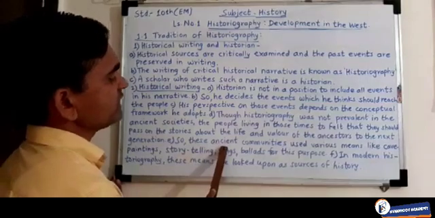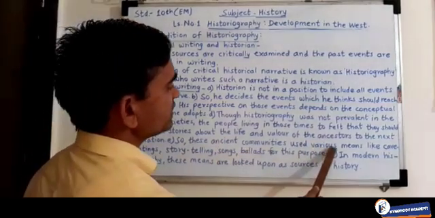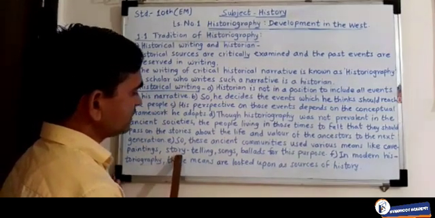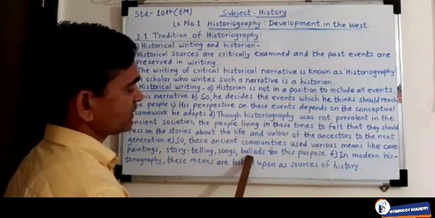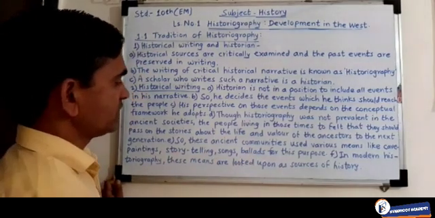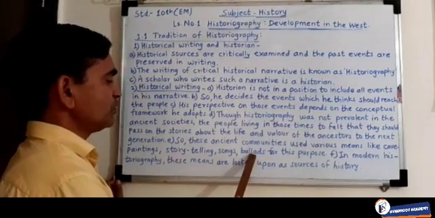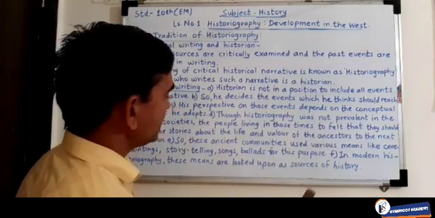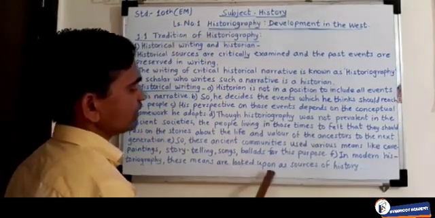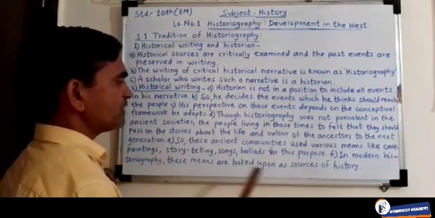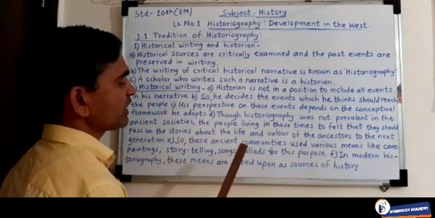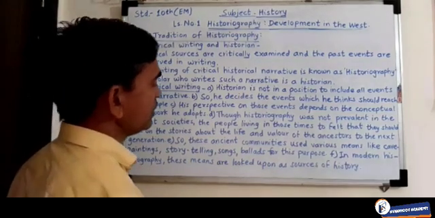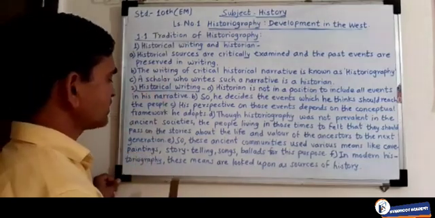So these ancient communities used various means like cave paintings. We will find cave paintings in them. Then storytelling, songs, and ballads, that is powada, a song in which a person sings and tells a story in his singing. It is called a ballad. In modern historiography, these means are looked upon as sources of history, because we are getting lots of information from cave paintings, storytelling, songs, ballads, etc.